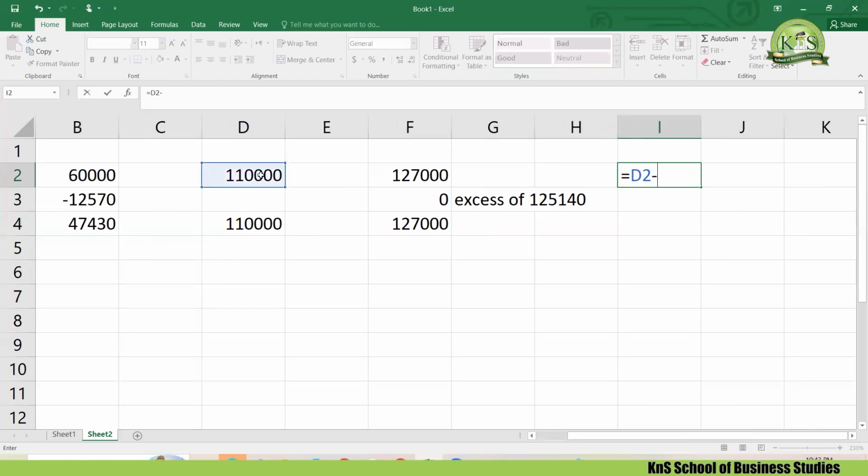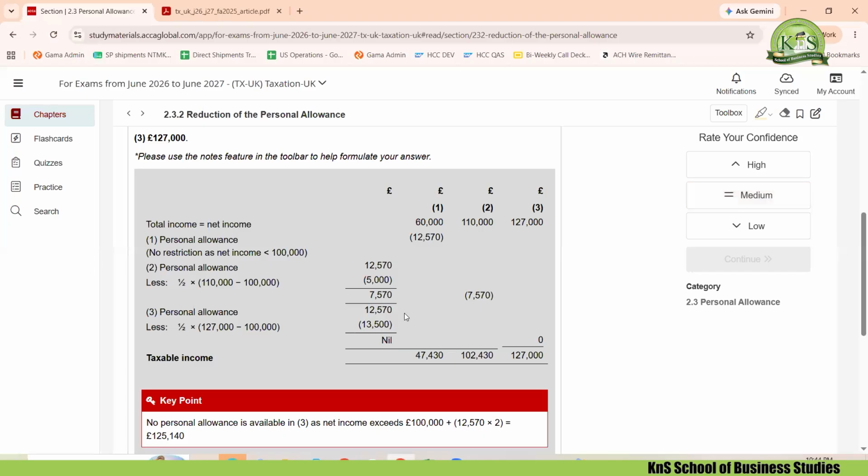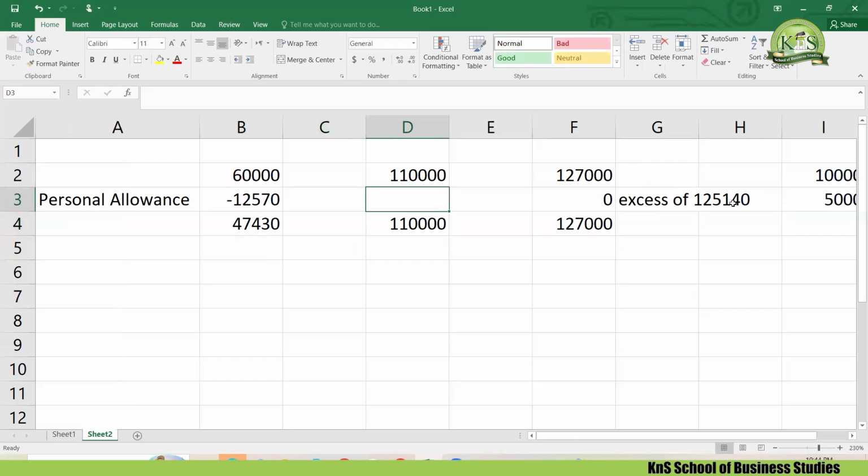Income is 110, and I've set in my tax table that if my income exceeds more than 1 lakh, so 10,000, I will simply take 10,000 divided by 2, which is 5,000. My personal allowance will also be subtracted by 5,000. Sorry, 12,570 minus 5,000. So this will be the amount of my personal allowance. Now see over here, I will just go and link it all up there.